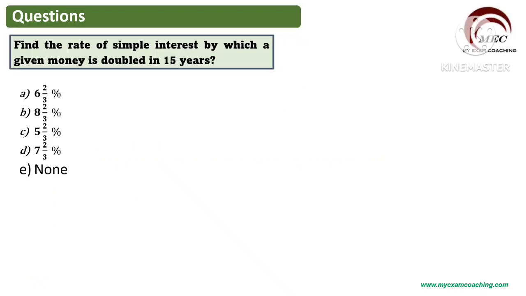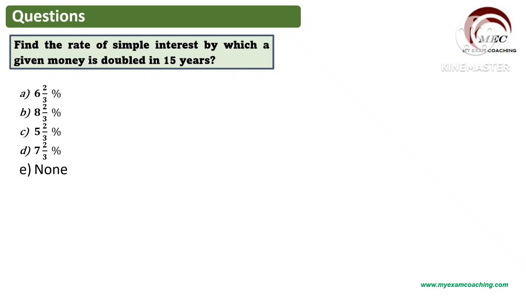So here is your first question. These are the questions selected from the previous papers. Find the rate of simple interest by which a given money is doubled in 15 years. Again, for the last many days, we have been doing these type of questions. So I am sure you will have a good idea about what is simple interest, what is compound interest, everything.